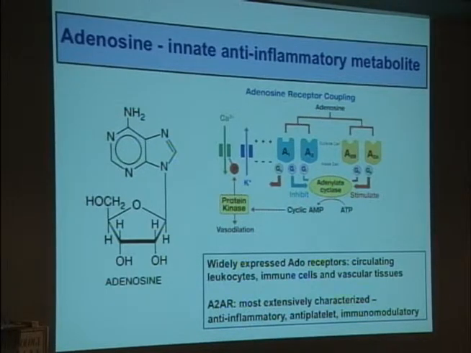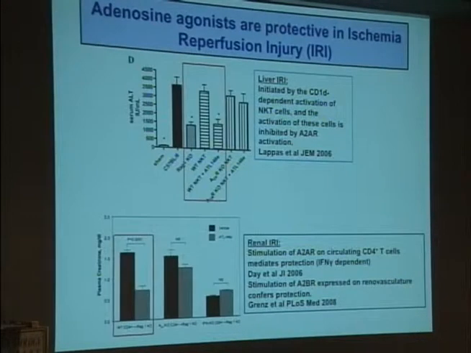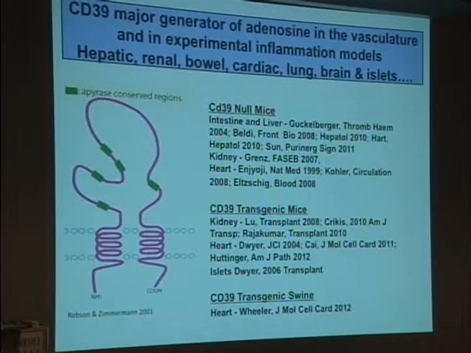And the A2A receptor is the most extensively characterized. So you can use these drugs. They're very important in protecting against ischemia-reperfusion injury. As I've said, they're present at high levels in preservation fluids. In the liver, this is initiated by NKT cells. Just suffice to say, the pharmacological effects of adenosine agonism are mediated by the A2A receptor, because in the A2A knockout mouse, you lose protection. In renal ischemia-reperfusion injury, again, you need A2A receptors, but not only on the endothelium, on the circulating cells, which mediates protection against the injury.